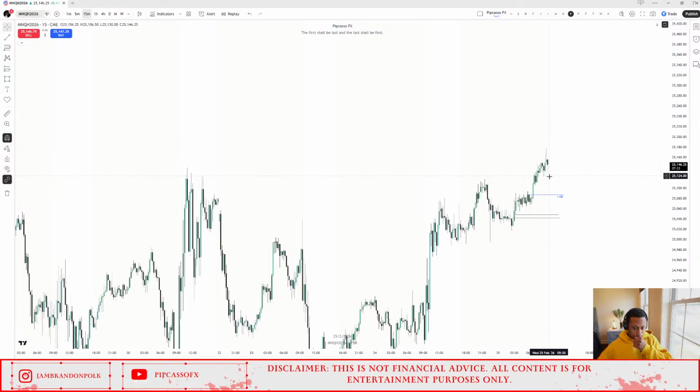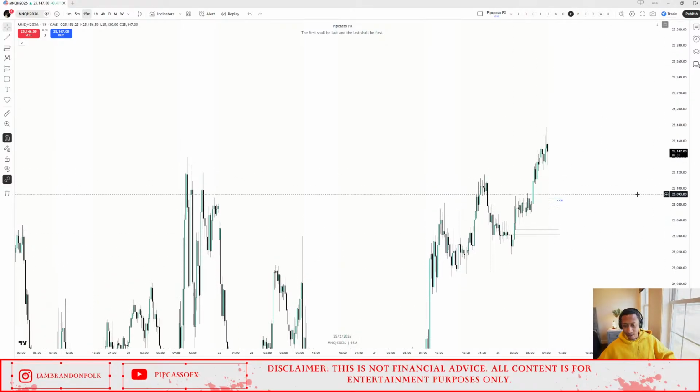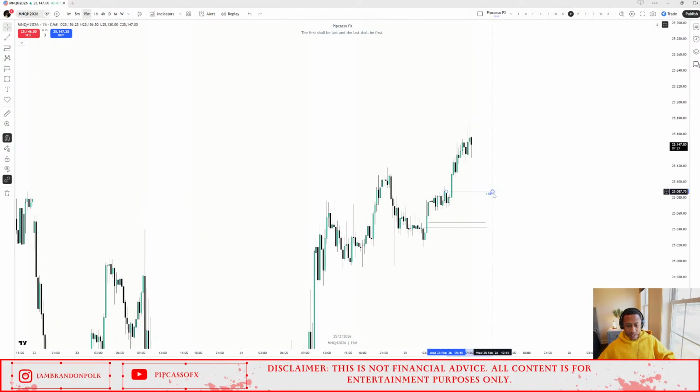So you'd have to respond from here. I'm not gonna buy this immediately. I'd go to a 5-minute chart, and then I'd look for some type of support here to be shown, because we have SMT at the lows. Actually, from this low here is higher.